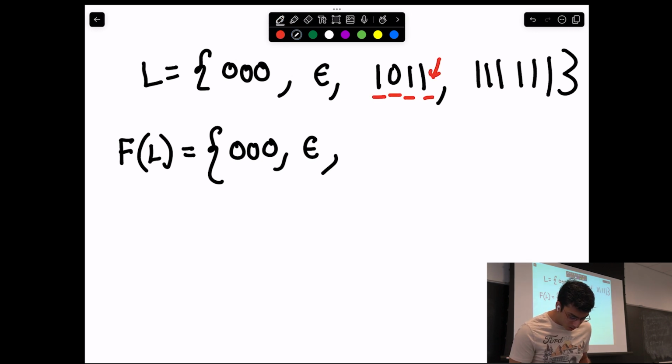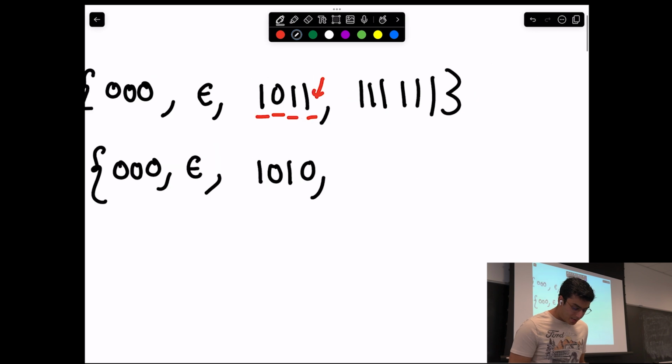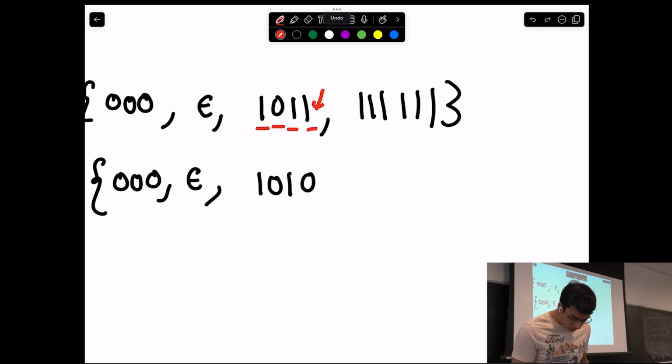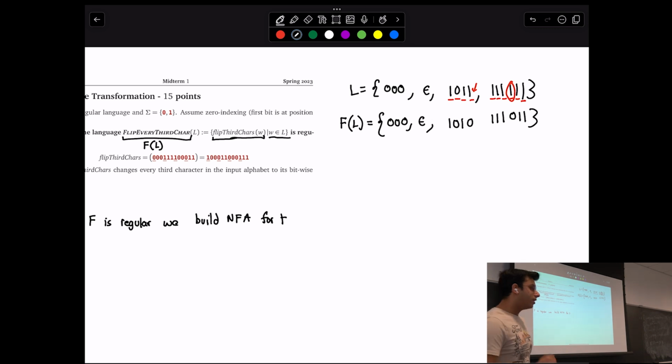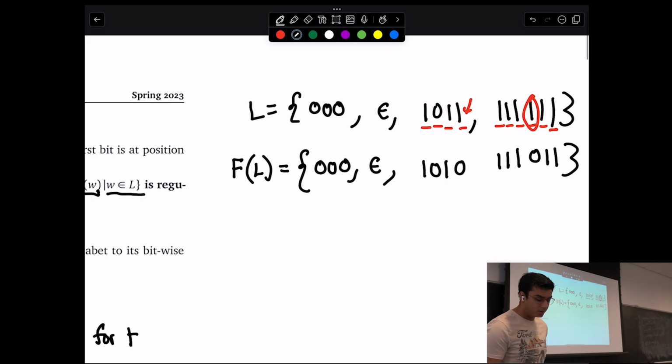So what do we get? We get 1, 0, 1, 0. And then if we're 0 indexing here, we get 0, 1, 2, 3, so we flip this one. So 1, 1, 1, 0, 1, 1. So we have a language L that's regular. We apply the function flip every third character to every string in the language L, and we get a new language.